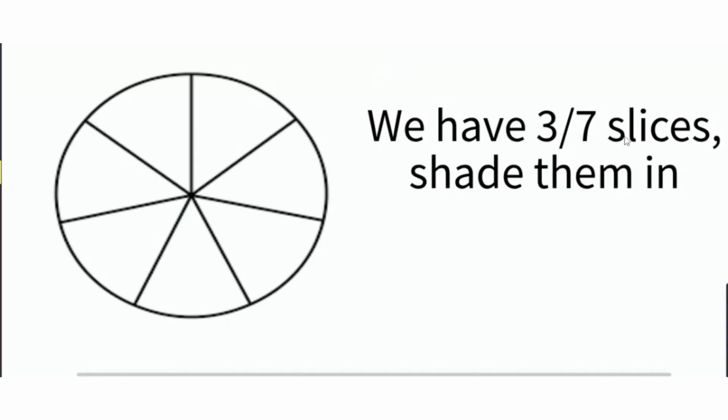We have 3/7 slices, or 3 out of 7 slices. Shade them in. Now we know what this means. This just means that we have 3 slices, right? Out of a total of 7. You can see here that we have 1, 2, 3, 4, 5, 6, and 7 slices. And we have 3. 1, 2, 3. And the question just asked to shade in the 3 parts. Pretty simple, so we just color it in.